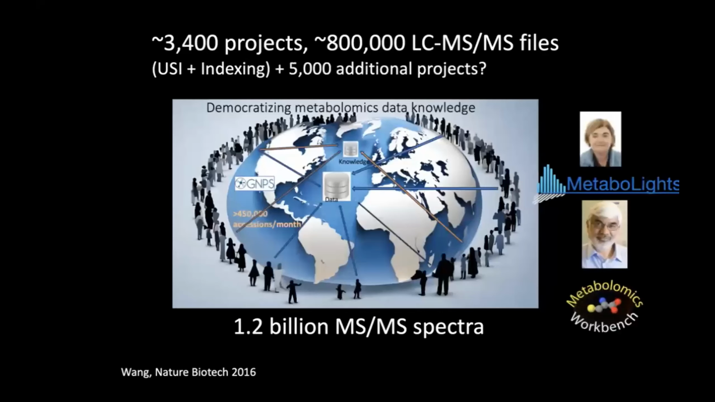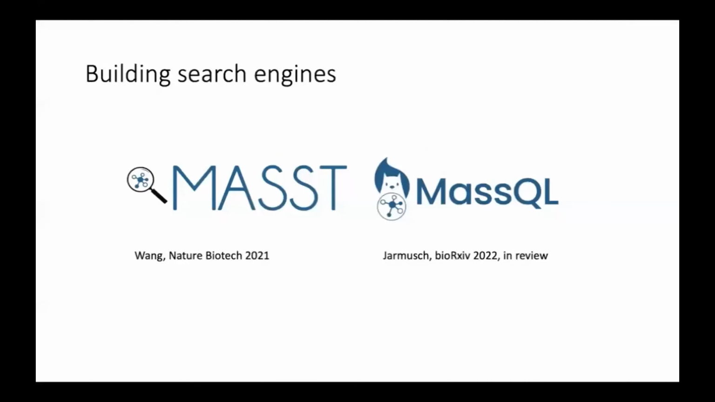In the past 2 days, I spent time with Claire O'Donovan from MetaboLights and Subramanian from Metabolomics Workbench, and we're working with them to also index their ecosystems and link them to USIs. What that means is that soon we'll be able to search all 3 repositories pretty much simultaneously, so the 1.2 billion will increase very significantly. But now you have this system in a uniform format.